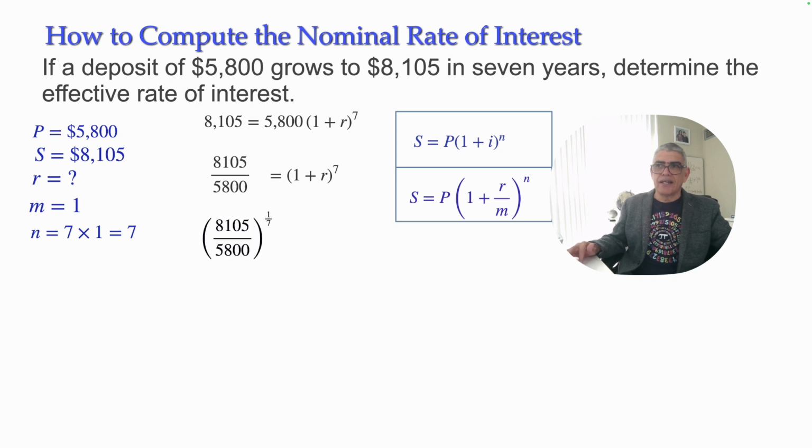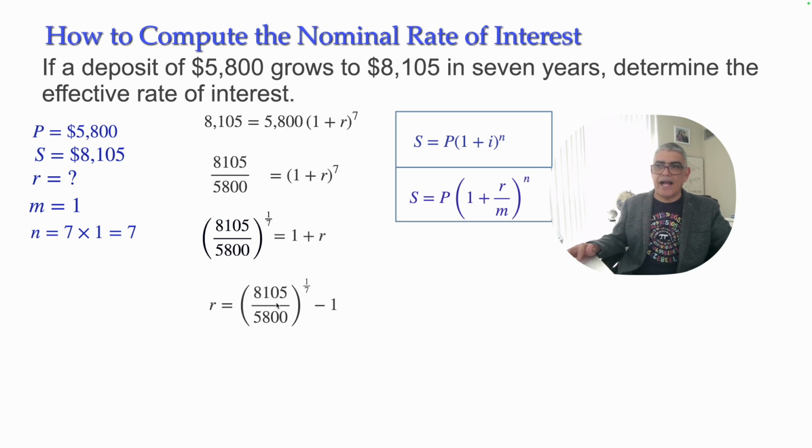So if you do that, this side will be just 1 plus r. This side will be 8,105 over 5,800 to the power 1 over 7. And now that you have this, just solve for r, so this 1 goes to the other side. That's it. Use your calculator now.